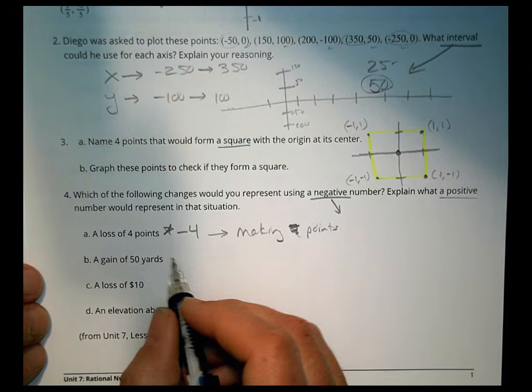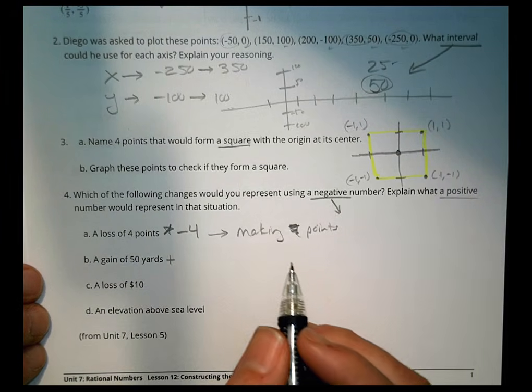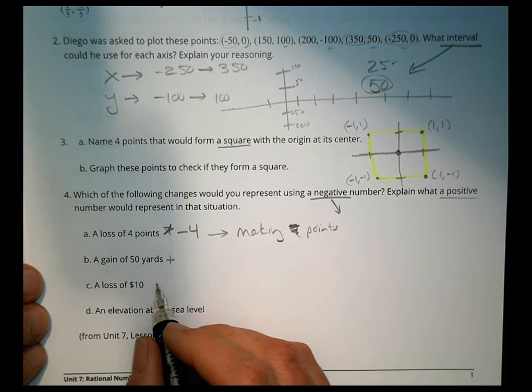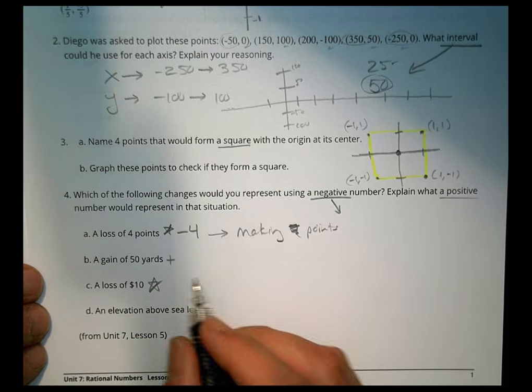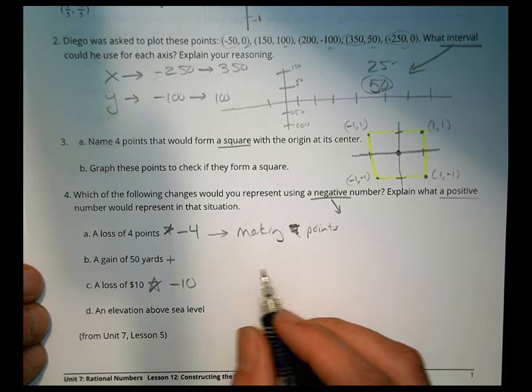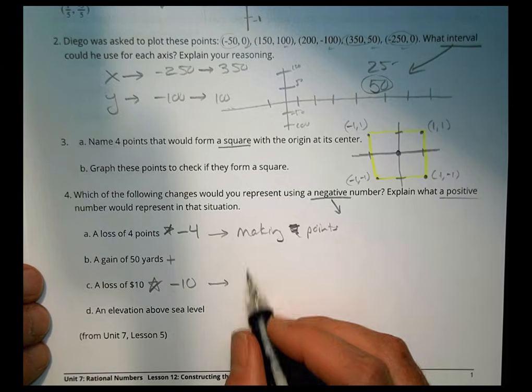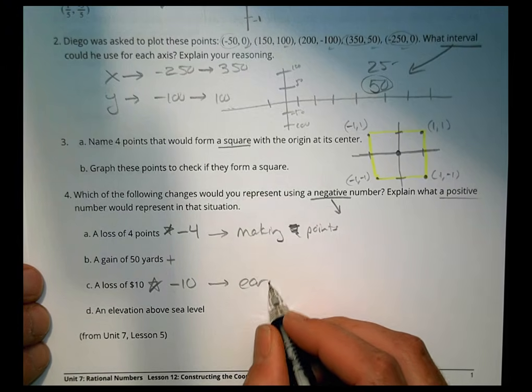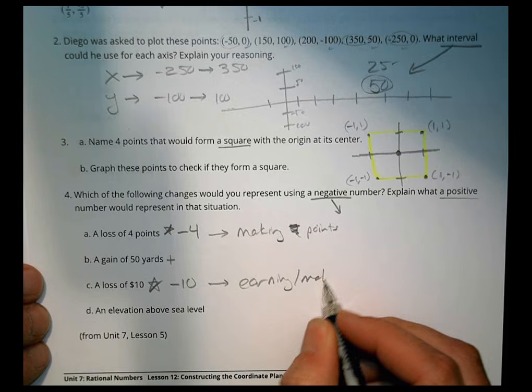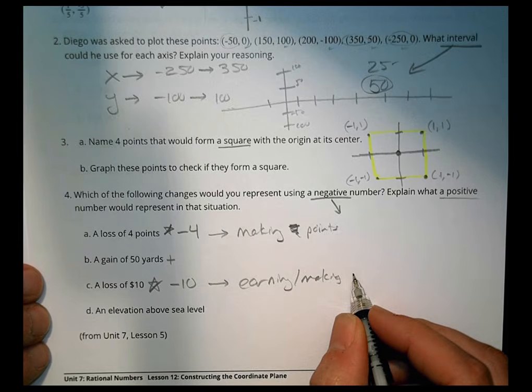A gain of 50 yards, that's a positive one, so we wouldn't use that. A loss of $10, that would work. That's a negative number. That'd be like negative 10, right? So when you lose money, it's negative there. And what would the positive be? It'd be like earning or making money.